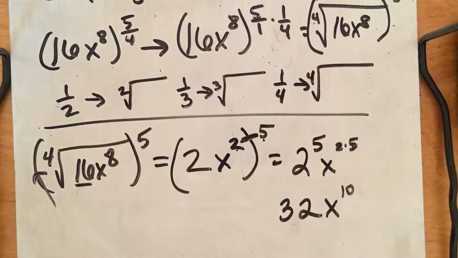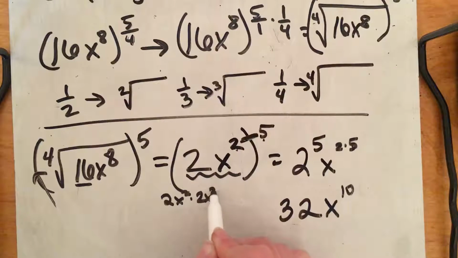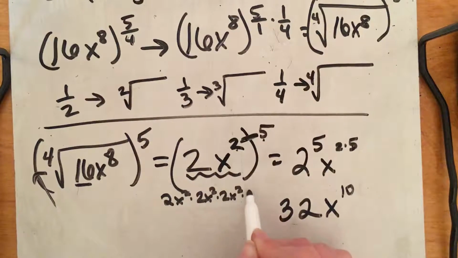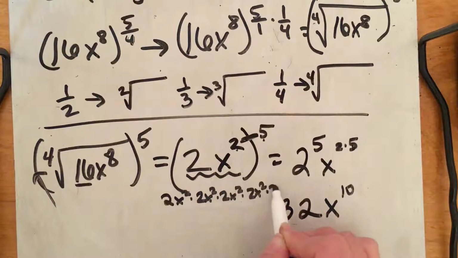How you learned it, or how we taught in Algebra 1, is you can write this stuff on the inside 5 times. 2x squared times 2x squared. Okay, so if you don't know what to do, that's something to start with. But we're going to try to make it a little easier for you.